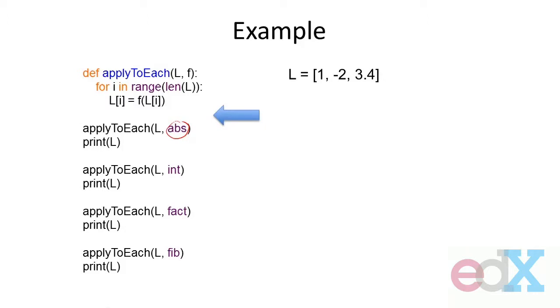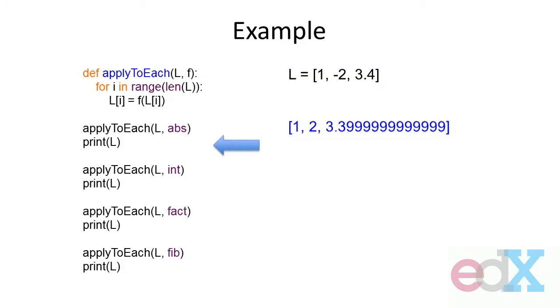Well, I know, if I think again about my environment model, I'm going to create a frame. Apply to each is some procedure. I'm applying it, so I'm going to create a frame in which L will be bound to this structure, and F will be bound to what that points to, which is a procedure object. And then, what am I going to do? I'm just going to walk down the list L, at each point applying F, which is bound to abs, to each element of L, and changing the value. And if I do that, what I get is that when I print out L, it now has that form. I've mutated L. And yeah, the 3.4, because of the way we represent floating point numbers, doesn't quite come out the way you'd like it to, but we've changed L.